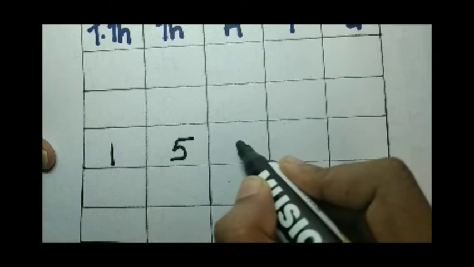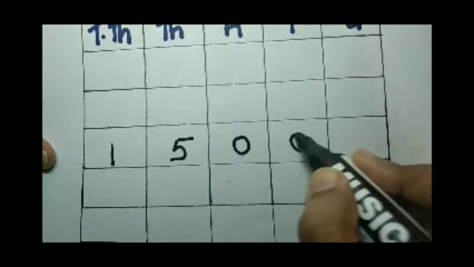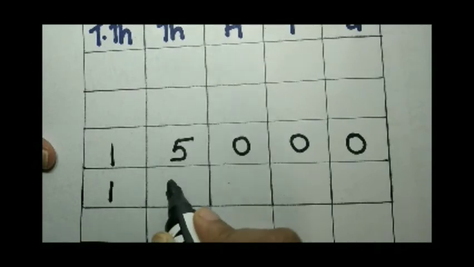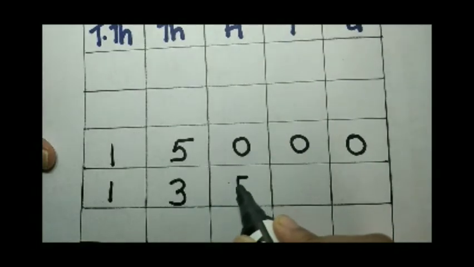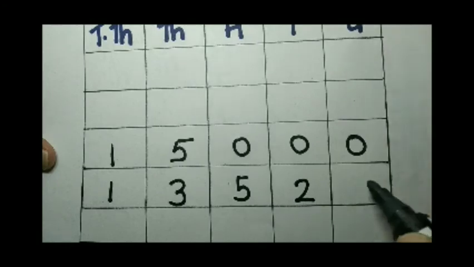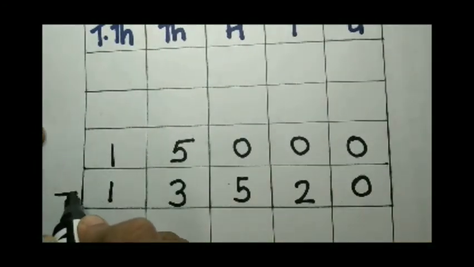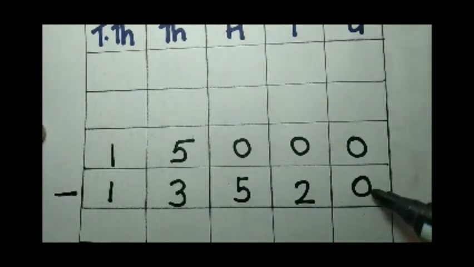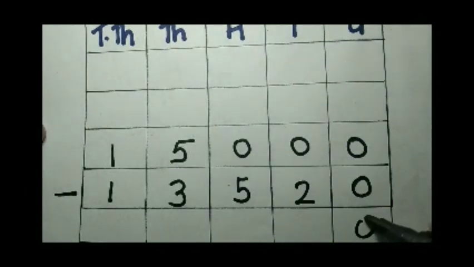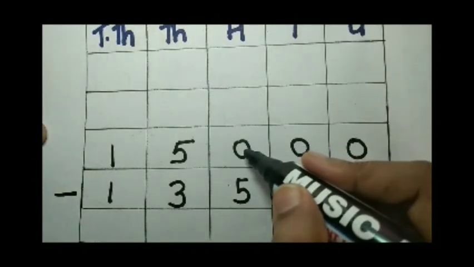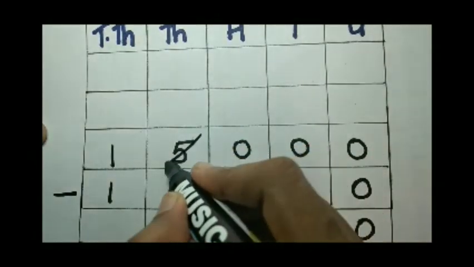First, we write the amount that Rambhau had in all, that is 15,000. Then the amount that he spent on fodder and animal feed, that is 13,520. This is the amount we got by adding. We subtract to find out how much is left with Rambhau. 0 minus 0 is 0. 0 minus 2 we cannot subtract, so we borrow. Again there is a 0, so we go further to borrow.